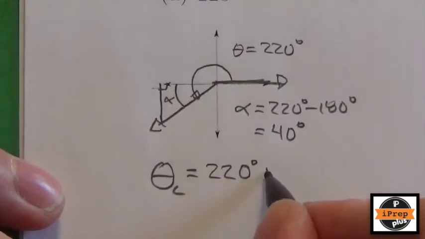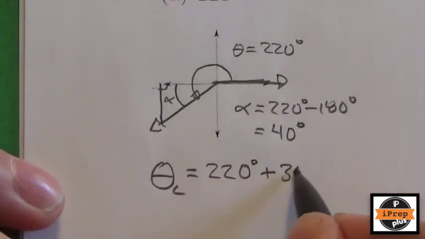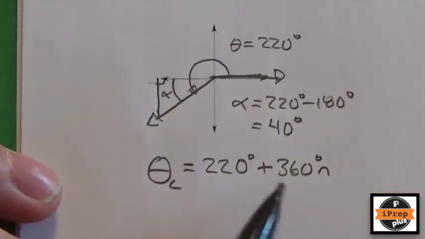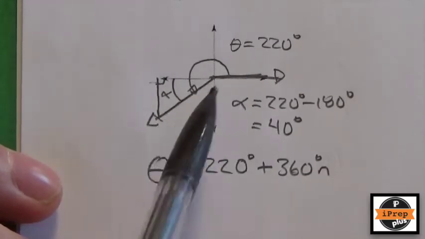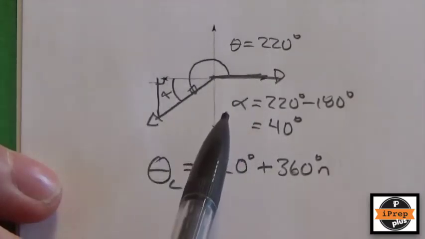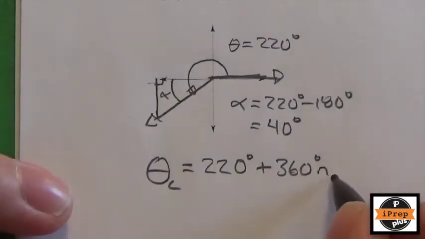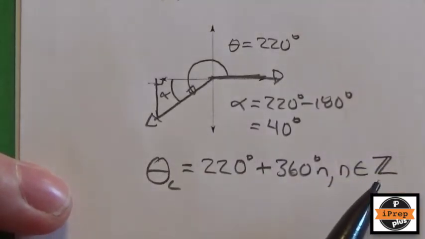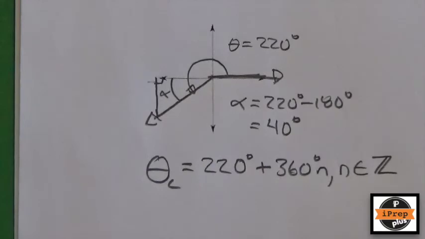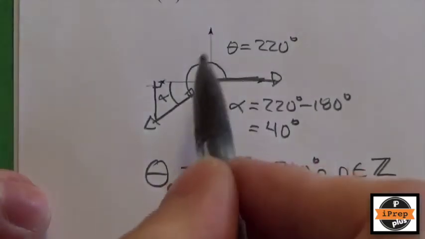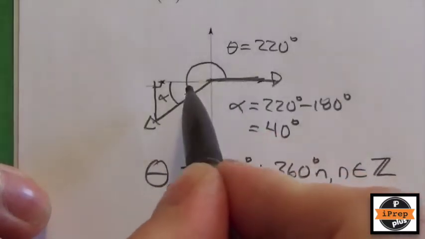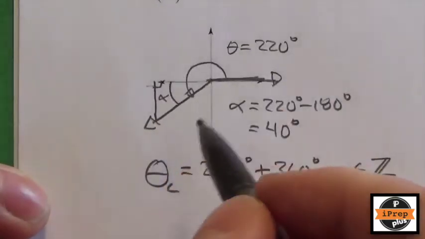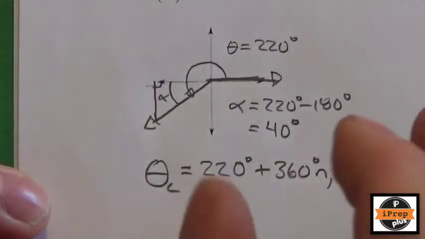Now, to that, I can add 360 degrees times n, because I don't know how many times I'm going to add that 360 degrees, but I know that if I want to get back out to here, I've got to keep going around and around that circle. So I'm going to add 360 degrees, and I'm going to let n be an element of the integers. Now remember, we use the Z for the integers. And the reason I want integers, not real numbers, is because I want full rotations, not fractional rotations, positively and negatively going around to get to that same answer. So there's the first one.